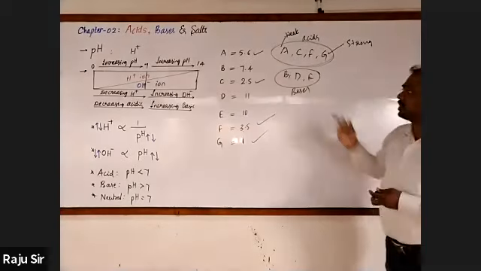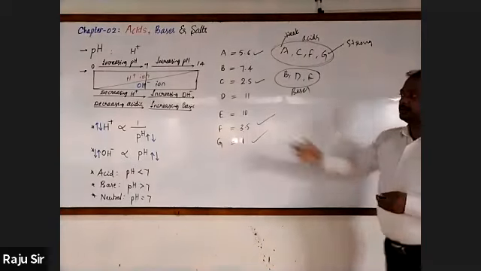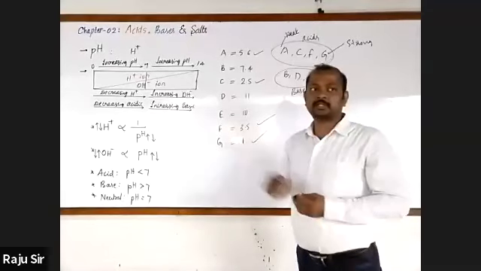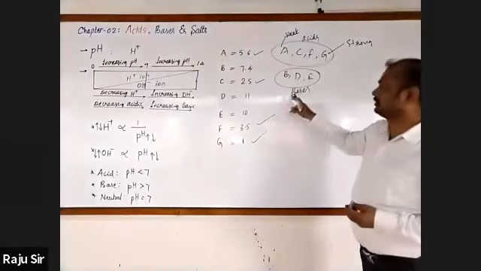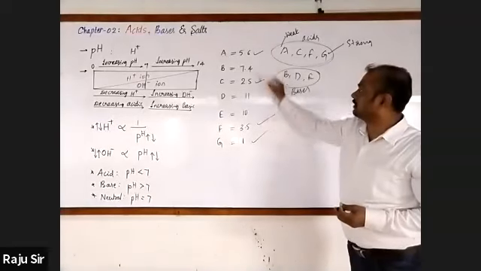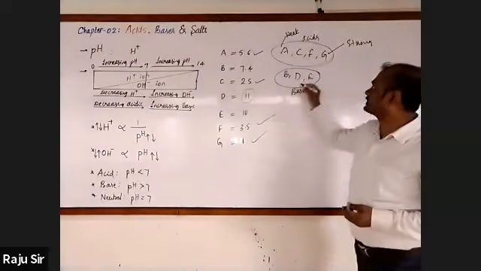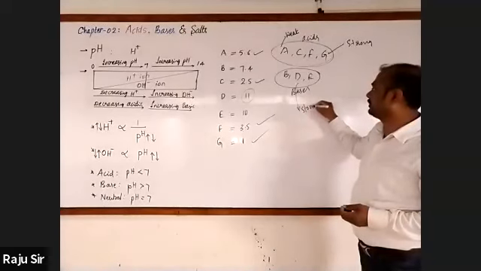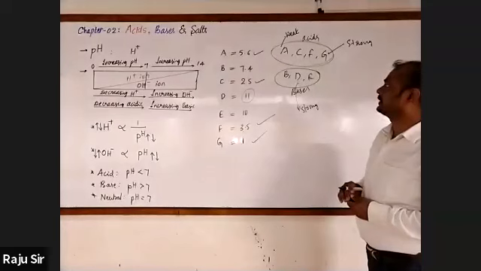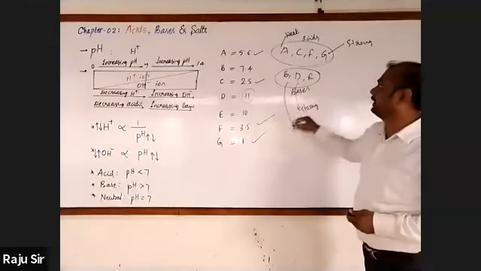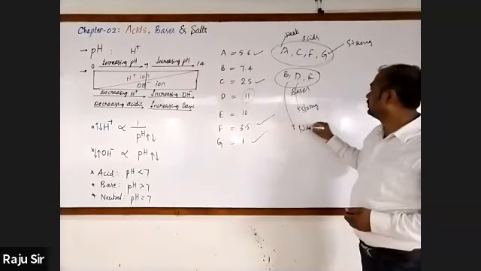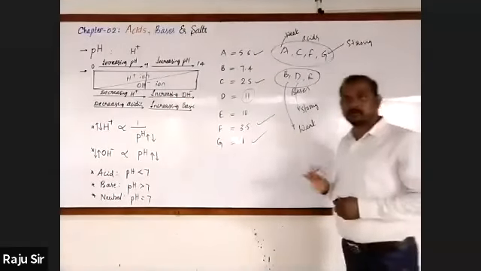Which is strong base? Higher the pH. D, sir. 11, 10, 7.4. 11 is the highest, so D is the strong base. Next, weak base? B, just 7.4. It is weak base. Clear?